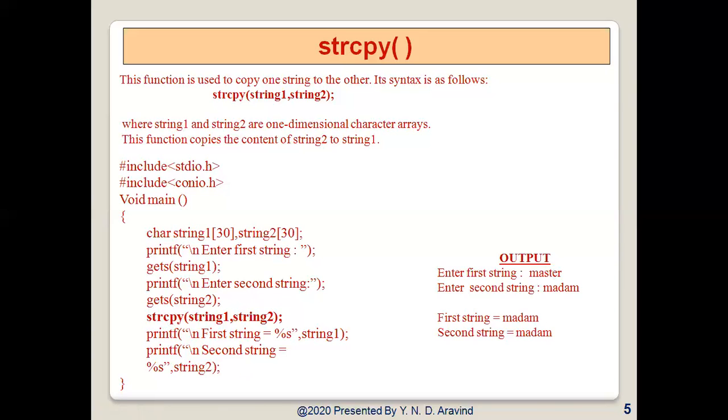Here itself, let us see the strncpy command. This is the C library function strncpy, where we give an additional argument, let us say 3. What will it do? It will copy the first 3 letters of string 2, mad, to string 1. So master will get erased and instead of copying the entire string, it will copy only the first 3 characters. That is what is called strncpy.